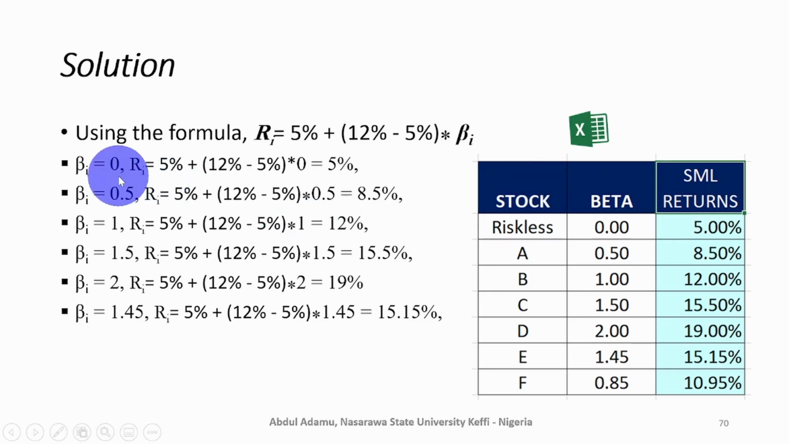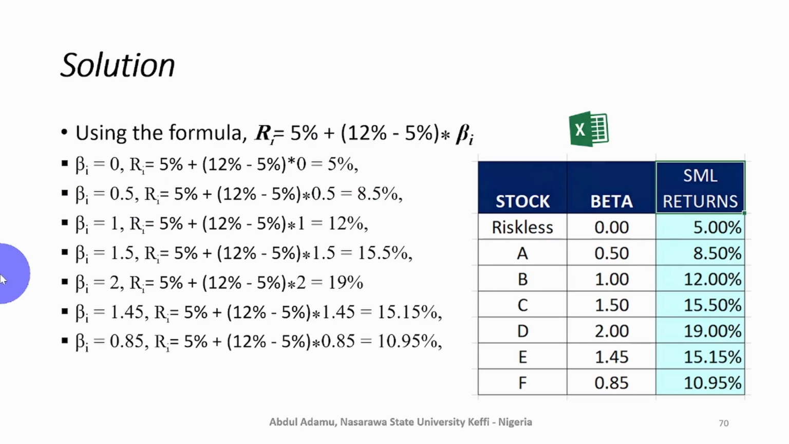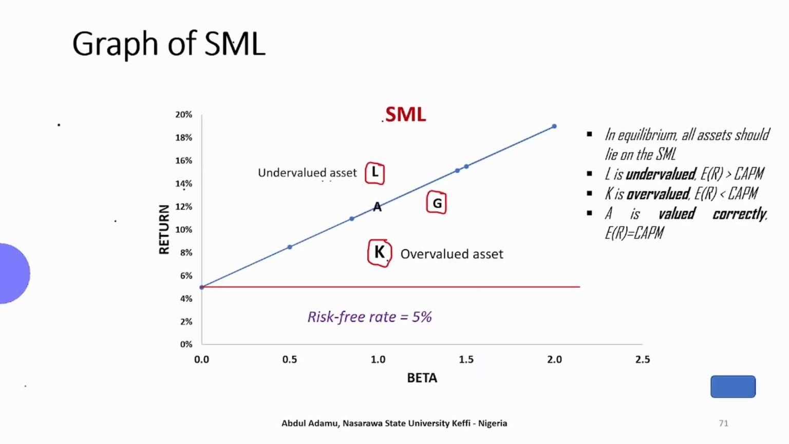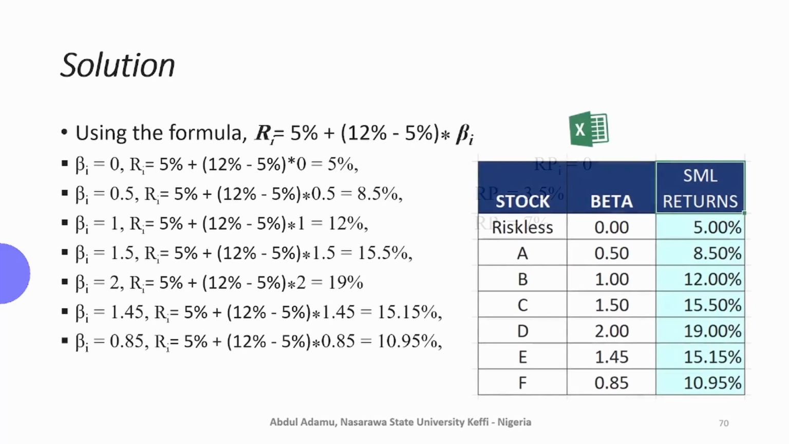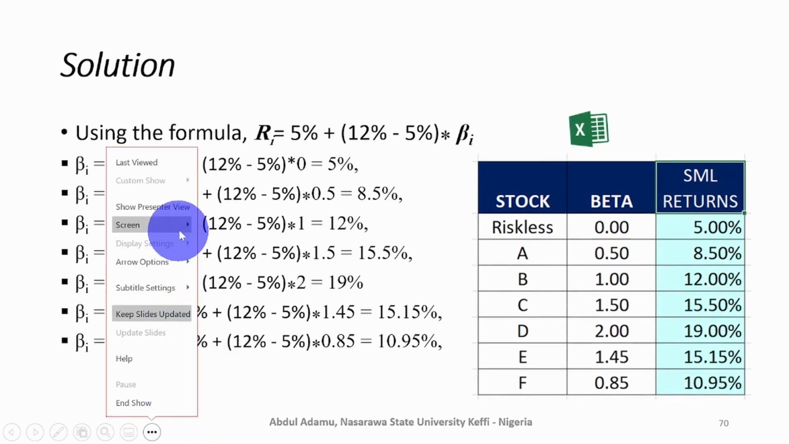We see that as beta, which is the measure of systematic risk, increases, the required rate of return also increases. So for all the values, let's go to our Excel to see how we computed all this.